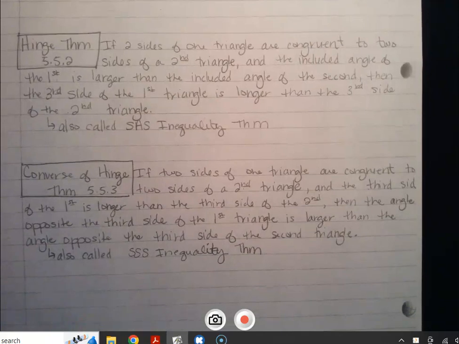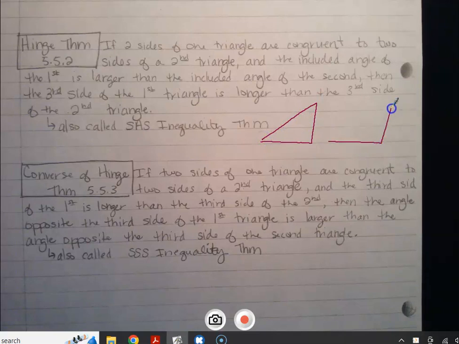Okay, so now we've got two theorems, the hinge theorem and the converse of the hinge theorem. The hinge theorem: if two sides of one triangle are congruent to two sides of a second triangle. All right, so we've got two triangles, and they said if two sides are congruent, right? Two sides of one triangle are congruent to two sides of a second triangle, and the included angle of the first is larger than the included angle of the second.